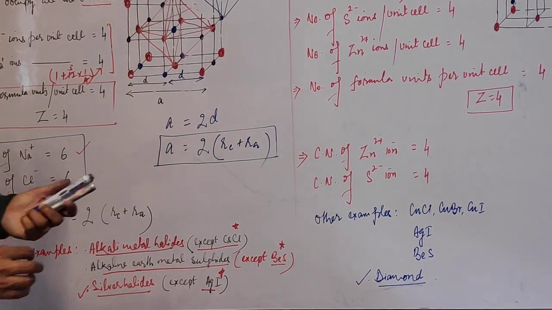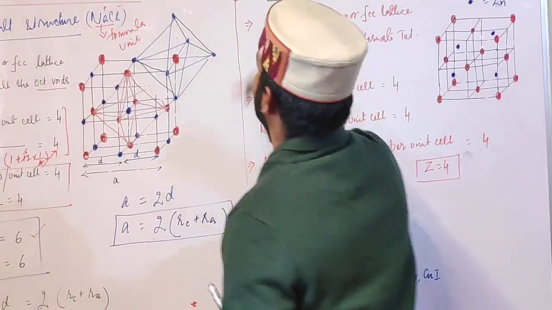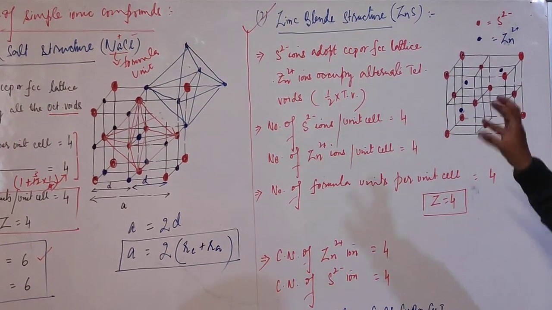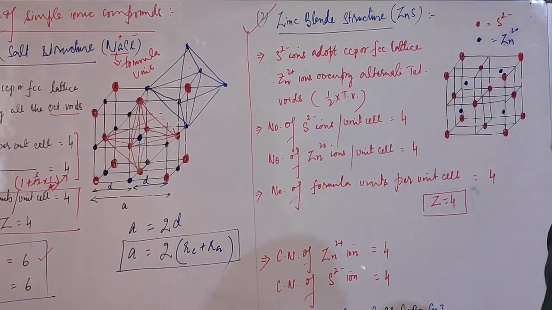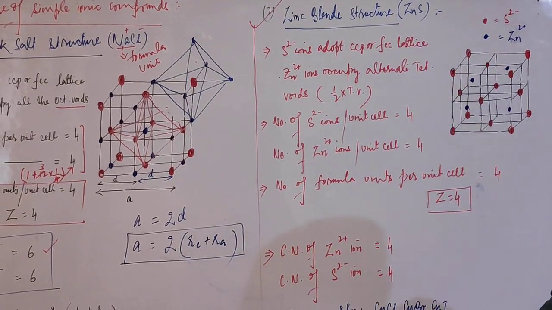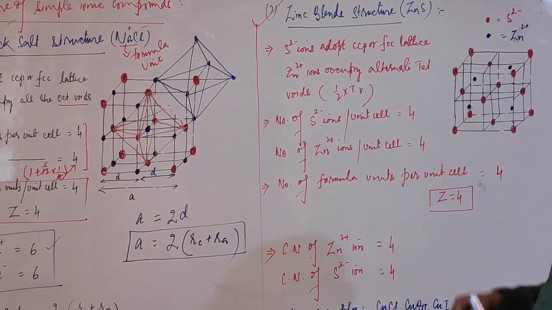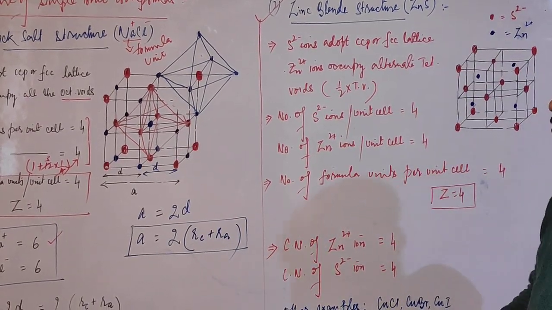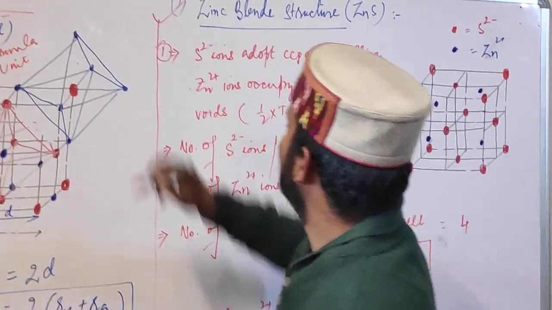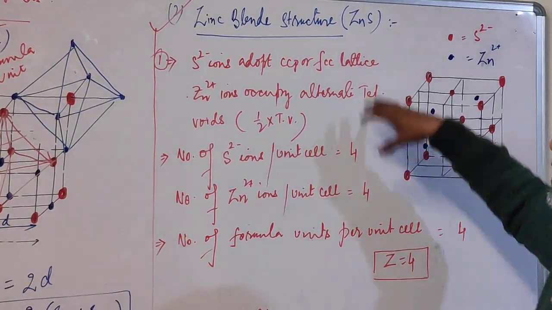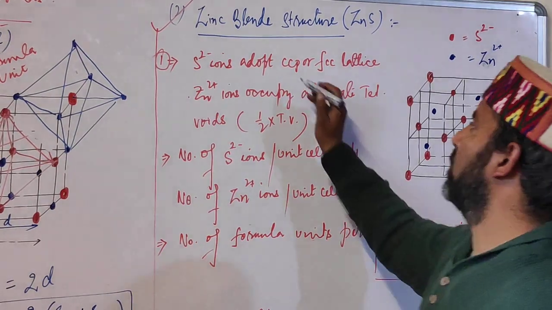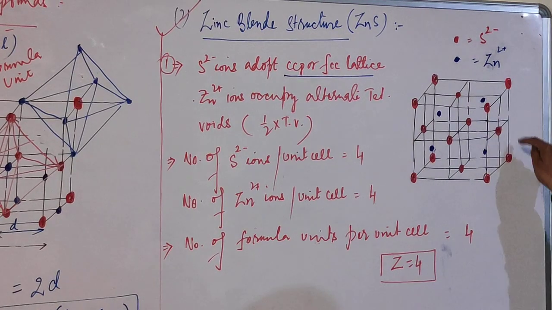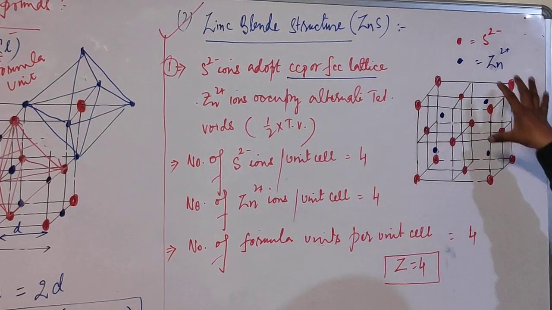Now students, we have the second type of structure, which is called zinc blend structure. Zinc blend is an ore of zinc. So we have the common example of zinc sulfide. Now students, what are the characteristic structural features of zinc blend type structure? Firstly, in zinc blend type structure, anions, that is sulfide ions, adopt FCC or CCP lattice. That means they are present at all the corners and face centers of the cubic unit cell.